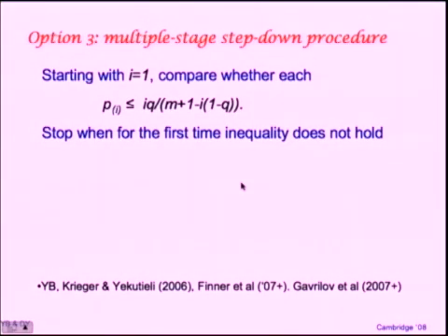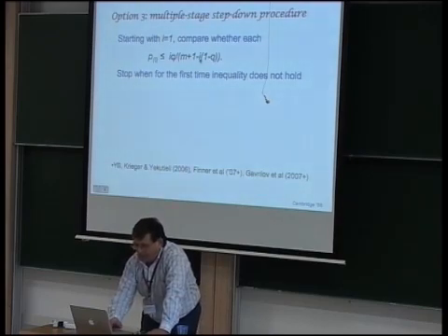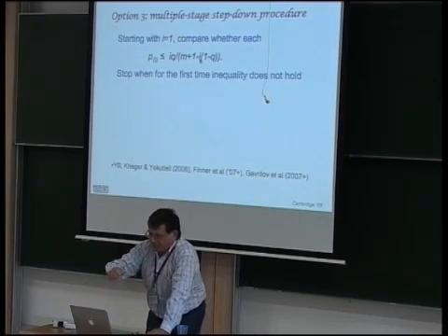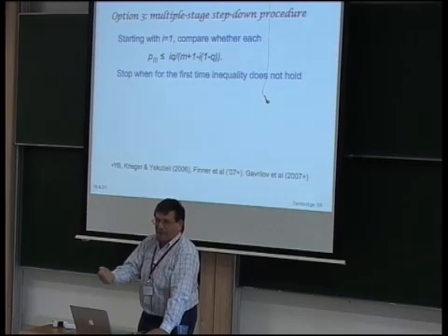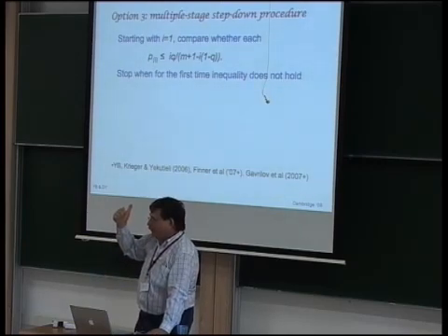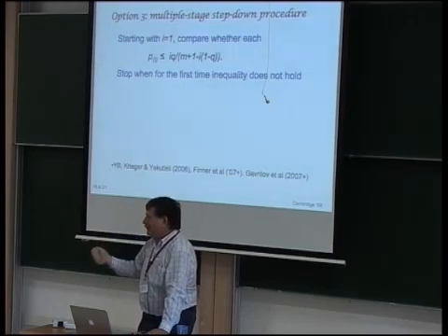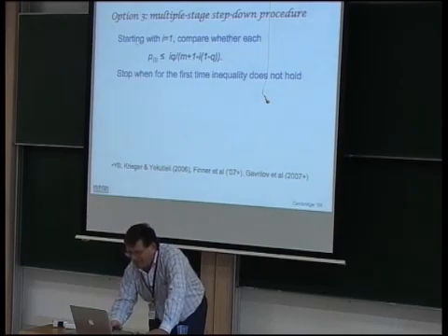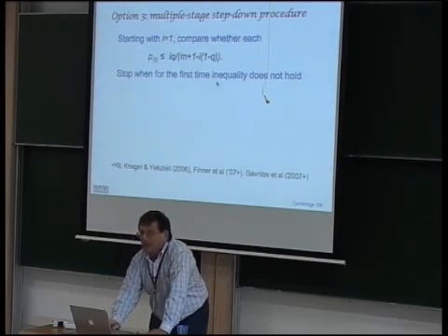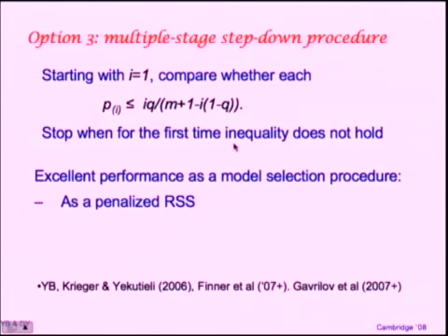The third one is the multiple stage step-down procedure. You start with i equal 1 and continue to bigger p-values, and you compare each p_i with i times q divided, instead of by m, by m plus 1 minus i times 1 minus q. Where does this come from? Well, at this stage you reject i, so you would use m minus i as your estimator for m naught. But some of the i's are false discoveries. How much? About q of them are false discoveries. So take m plus 1 minus i times 1 minus q. And there's a proof that this one controls the FDR.